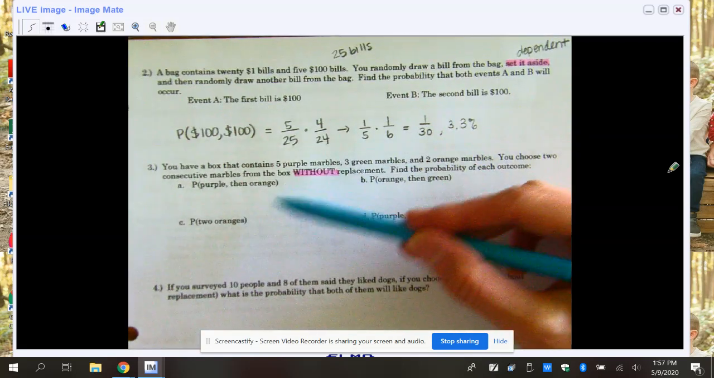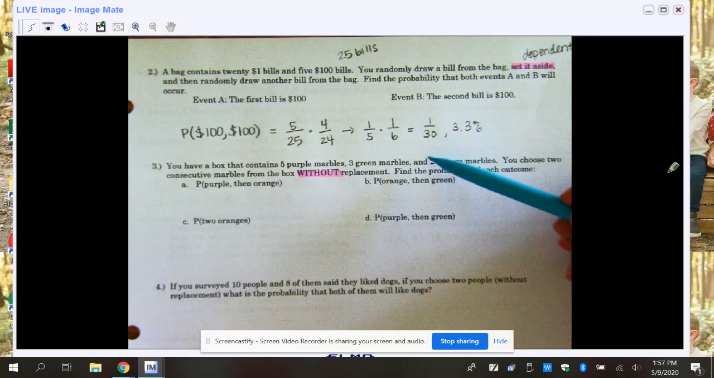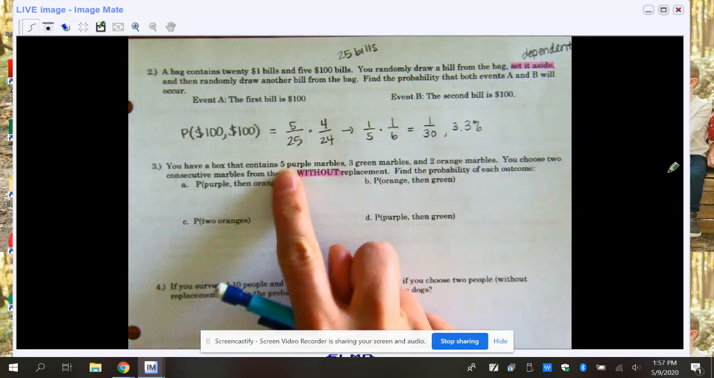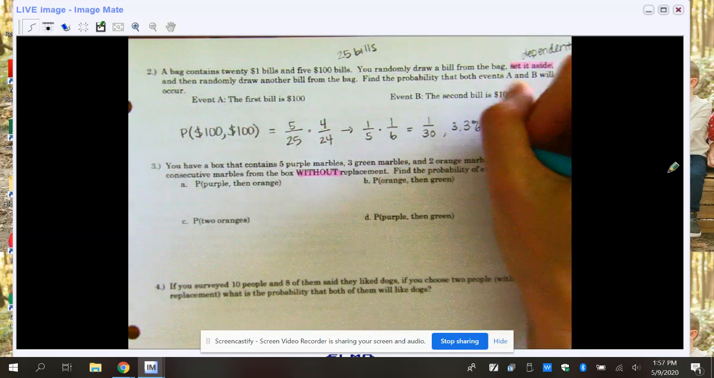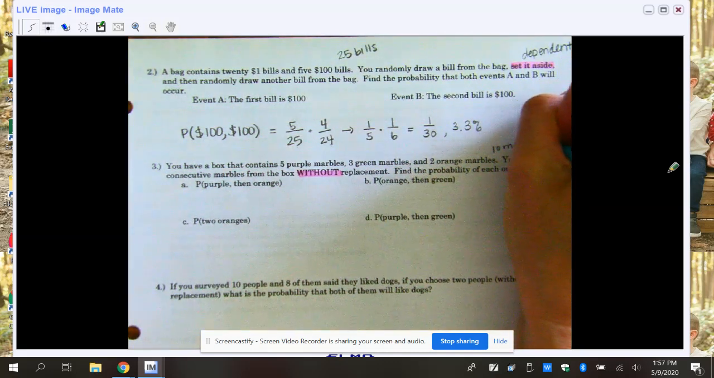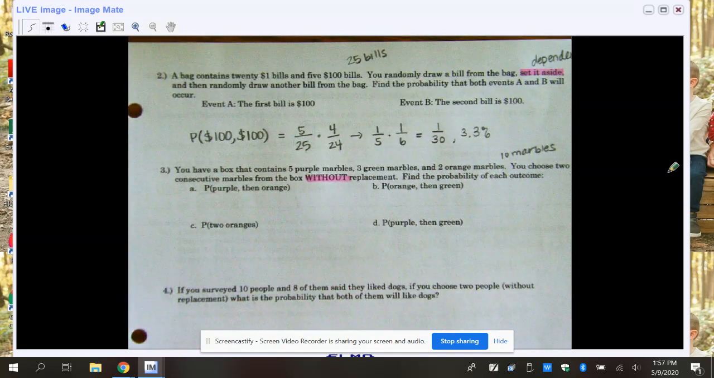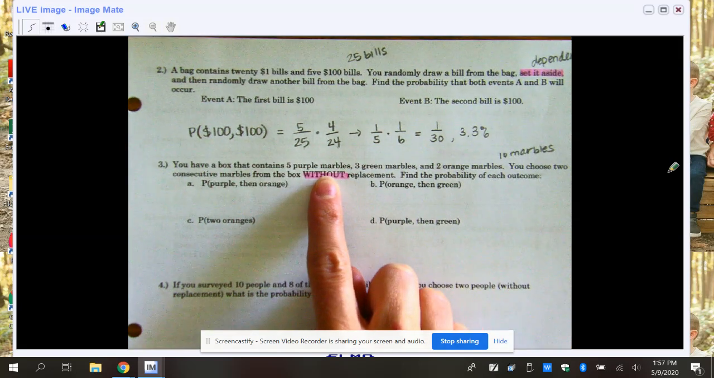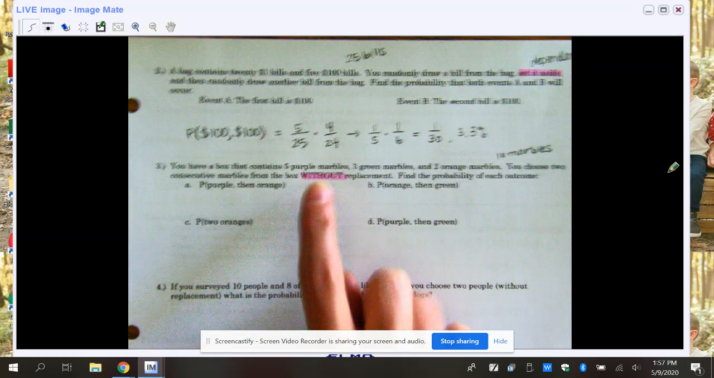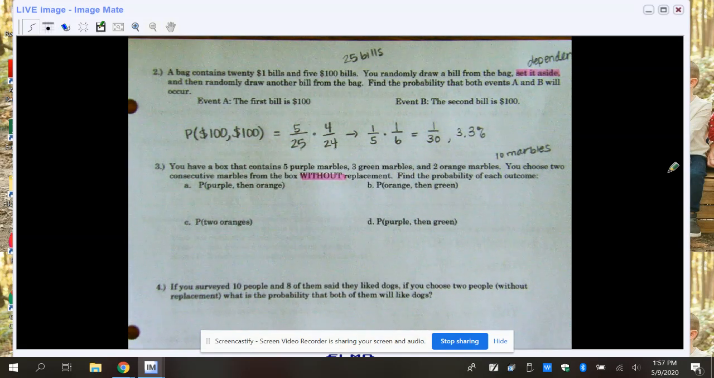All right, so for these examples, the first thing we need to do is figure out our total. So I've got 5, 3, and 2, so that's 10 marbles. So for all of these examples, your first event will be out of 10. And then since we're doing 2 options, our second fraction is going to have a denominator of 9 because I'm not replacing it, and so I only have 9 marbles left to choose from.